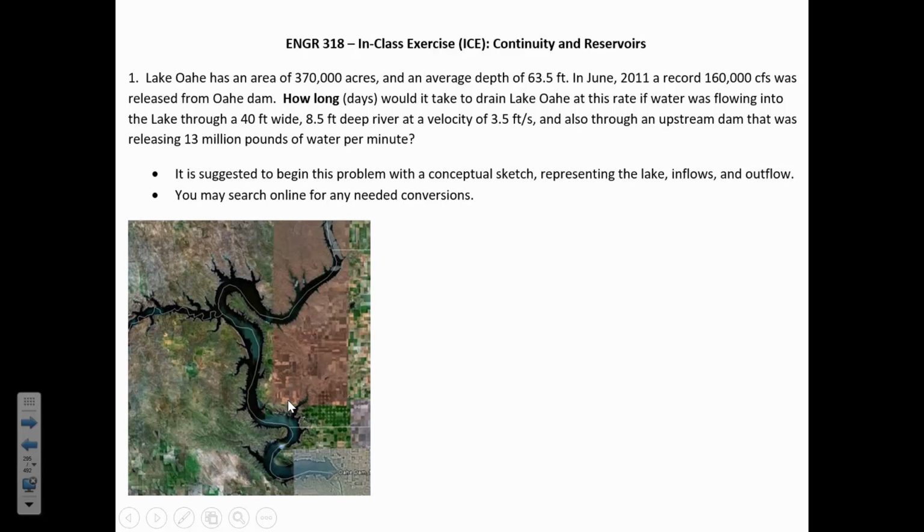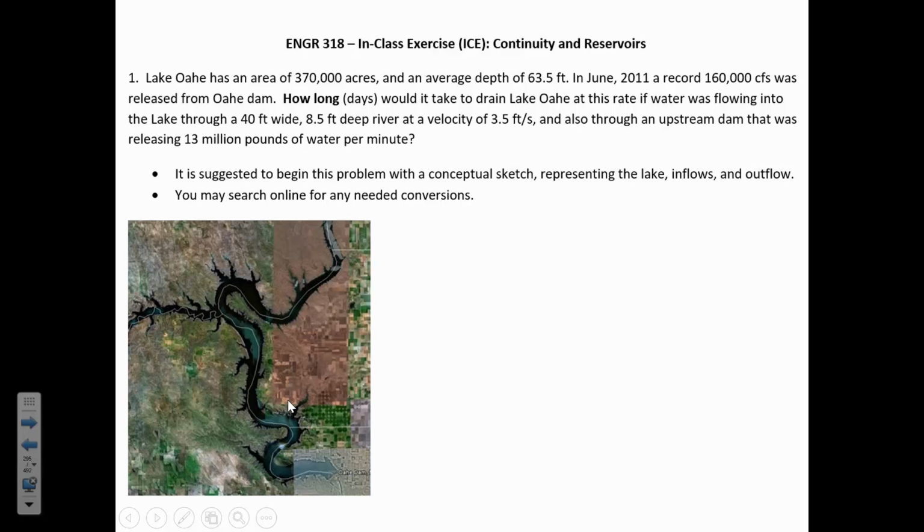Okay, now back to the Oahe Dam. I have a handout for you, and what we're going to look at is its surface area and how long it would take to drain the dam. We have the area that's known, and we know the average depth of the dam, and then there are a couple of places where water is flowing in, and we have the flow out through the spillway and power plant that we talked about before.